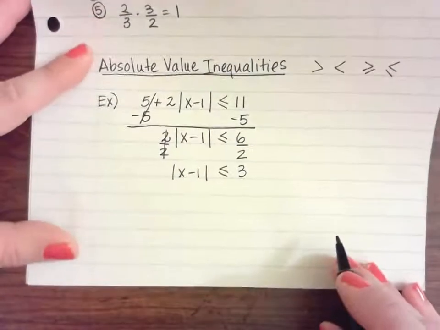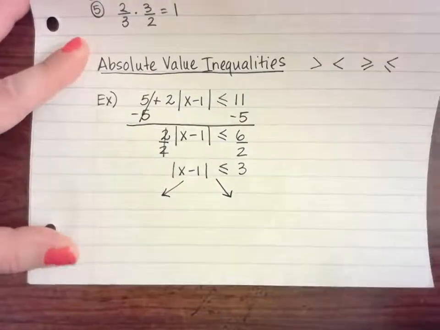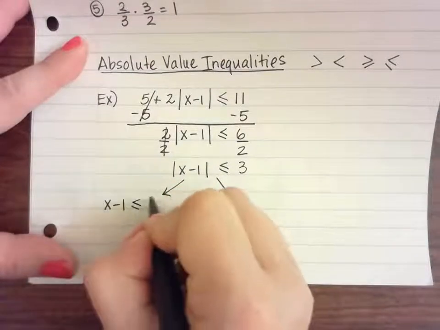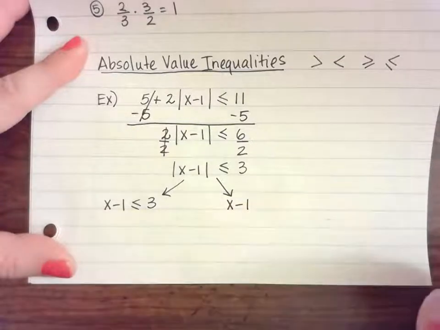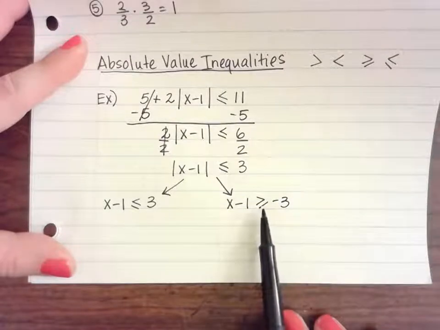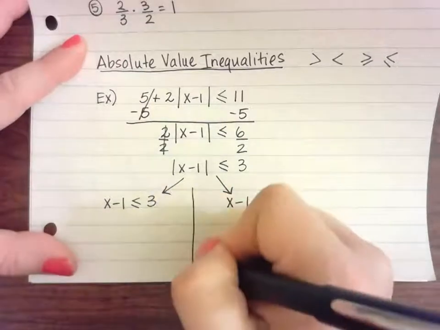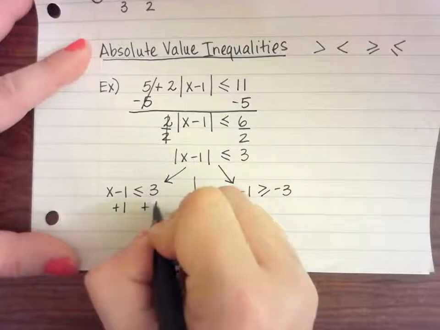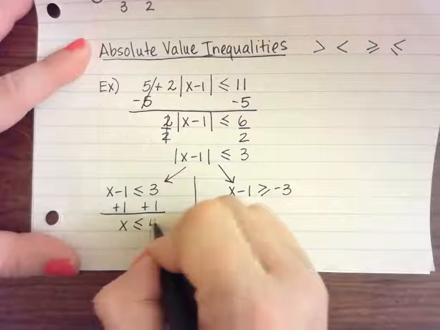Now, from this point, we're going to make 2 equations. Remember, for absolute value, you need to make 2 equations. So the first one is x minus 1 is less than or equal to 3. The other equation is going to be x minus 1, again, is greater than or equal to negative 3. Don't forget to flip that second sign. So when we get, I'm going to separate this. So when we get the x by itself, we're going to add 1 to both sides. So x is less than or equal to 4.